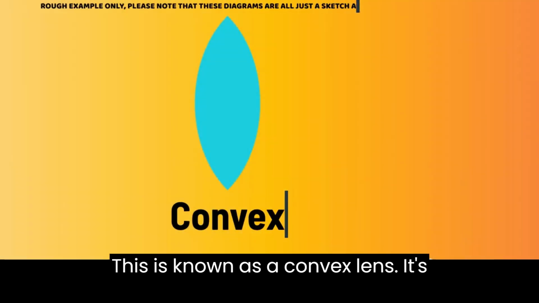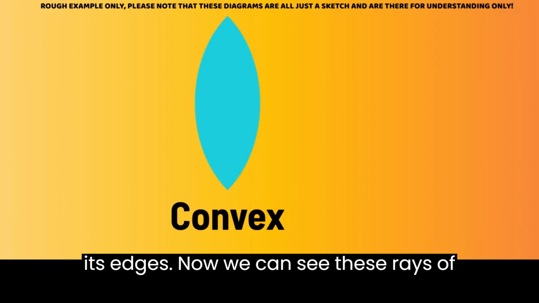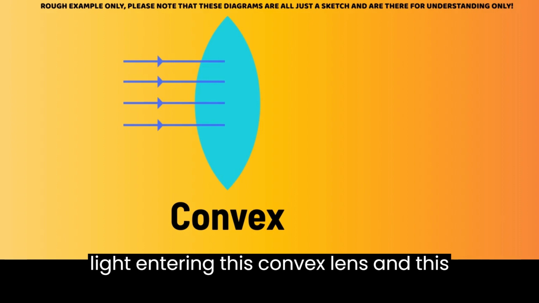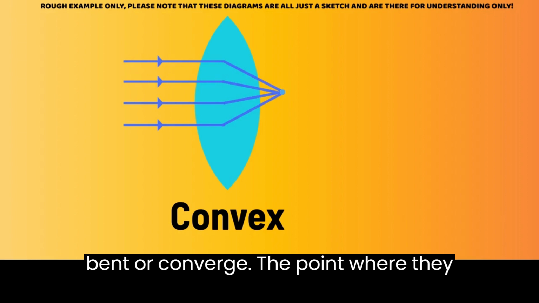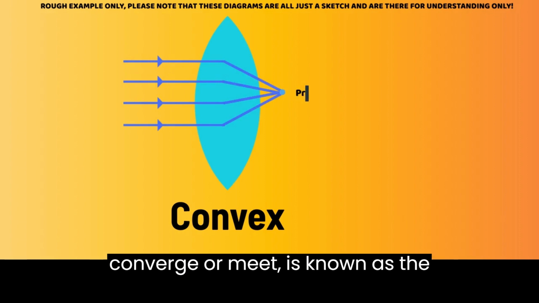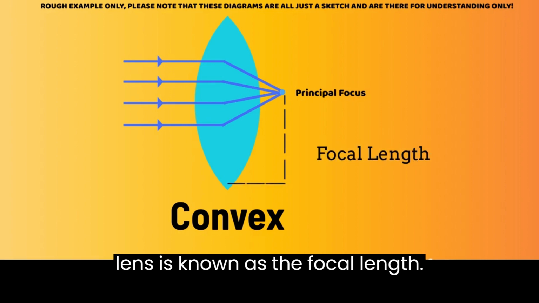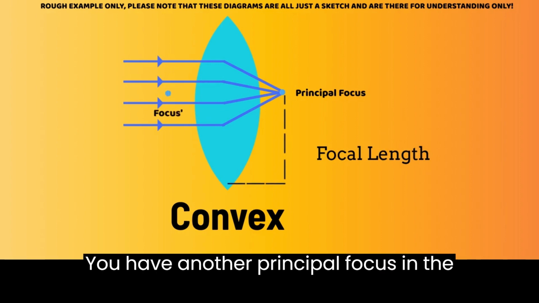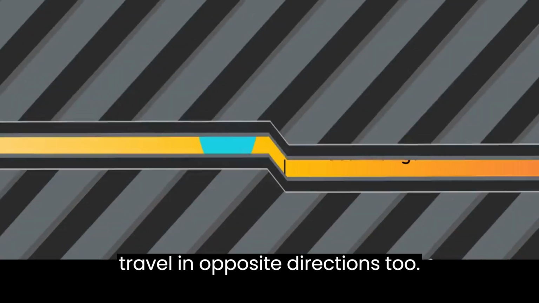This is known as a convex lens. It's thickest from its center and thin around its edges. Now, we can see these rays of light entering this convex lens. And this lens is causing these rays of light to bend or converge. The point where they converge or meet is known as the principal focus. Now, the distance from the principal focus to the center of the lens is known as the focal length. We have another principal focus in the opposite direction because rays can travel in opposite directions too.